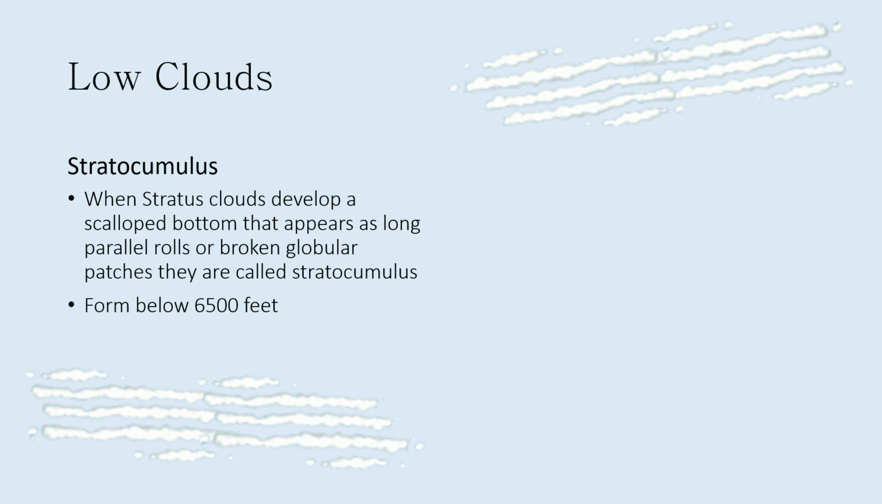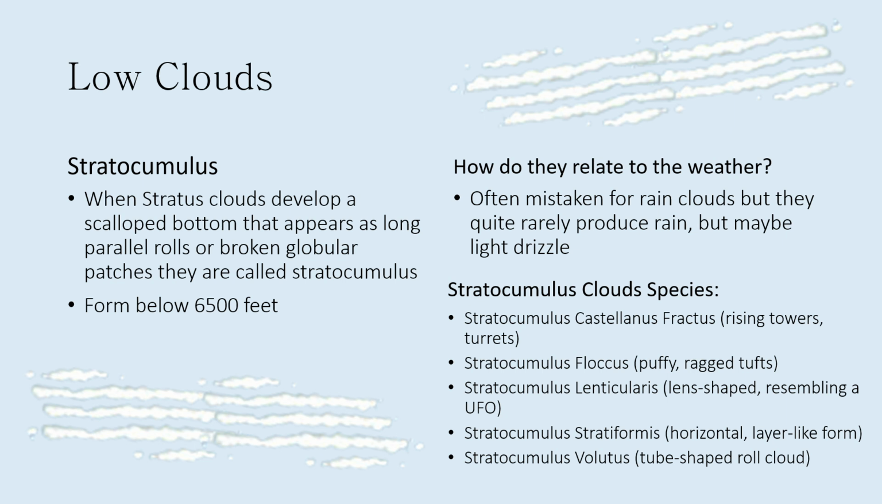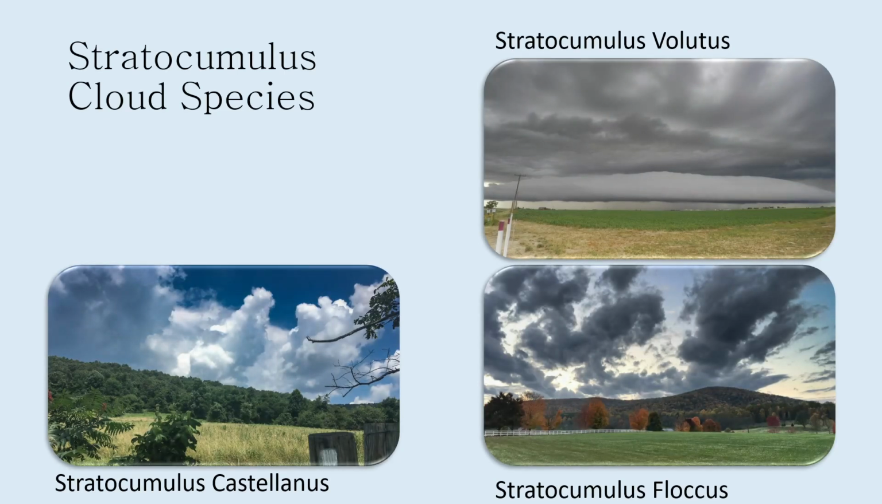Secondly, stratocumulus clouds are considered stratus clouds that developed a sculpted bottom that appears as long parallel rolls or broken globular patches. The way these clouds relate to weather is that they often are mistaken for rain clouds, but they are actually quite rare at producing rain but may create light drizzle. In addition, these clouds also have various species, including stratocumulus castellanus, fractus, stratocumulus floccus, stratocumulus lenticularis, stratocumulus stratiformis, stratocumulus volutus. Here is the stratocumulus cloud species captured on camera.